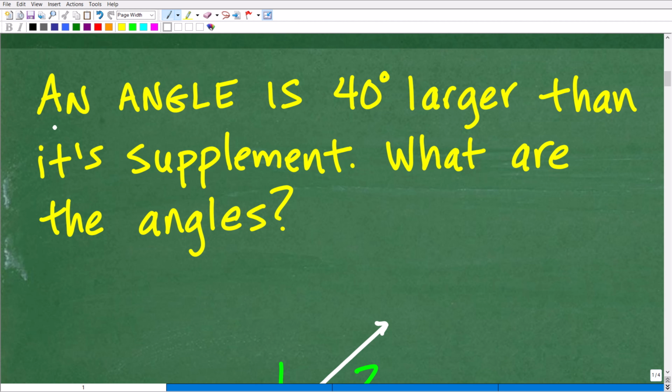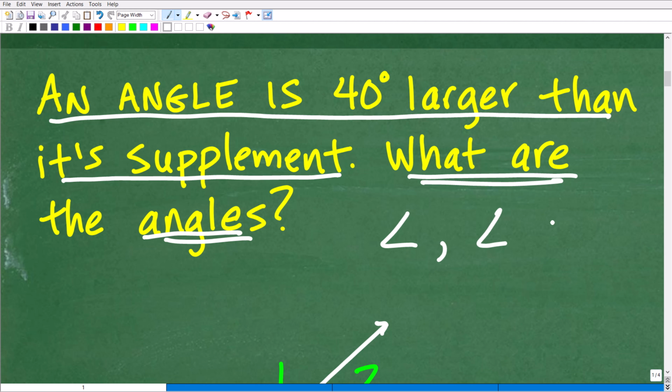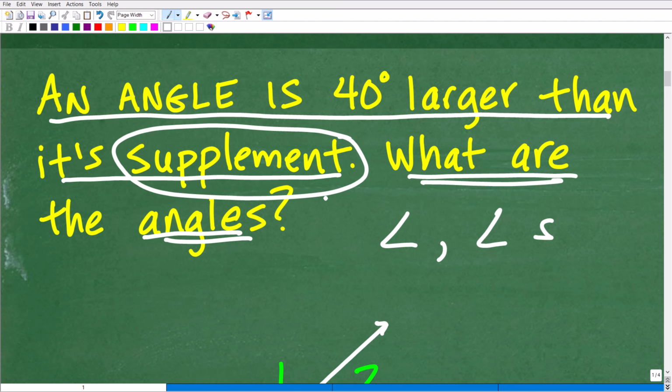We have an angle, and we're being told that this angle is 40 degrees larger than its supplement. So we need to understand what this word means. The question is asking, what are the angles? We have an angle and the angle's supplement. Now that we've read the problem and understand the question, we need to understand this term. This is where a lot of people could get confused and mix up supplement with complement. So let's take a look at what it means to have supplementary angles.